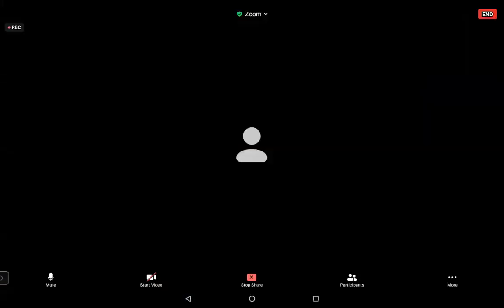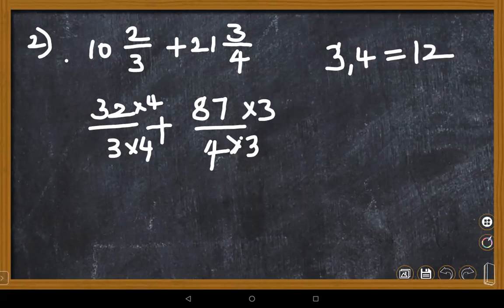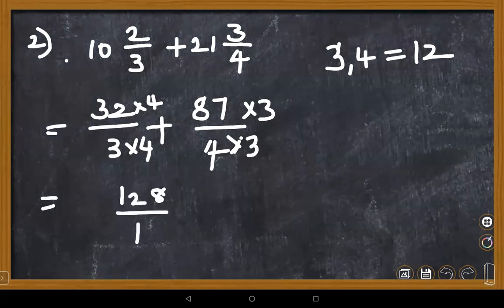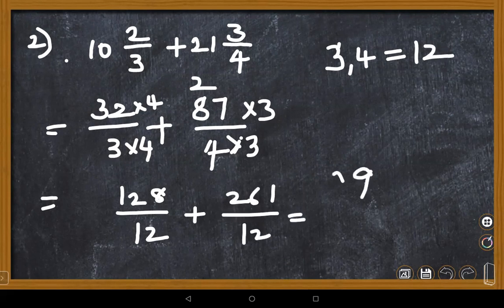Yes, ma'am, the answer is 261. After doing the complete part, ma'am, 32 by 3 is 128 by 12, plus 261 by 12. Very good. Then if you combine both, 128 plus 261 is 389 by 12. Now do the division and give the answer in the chat box.